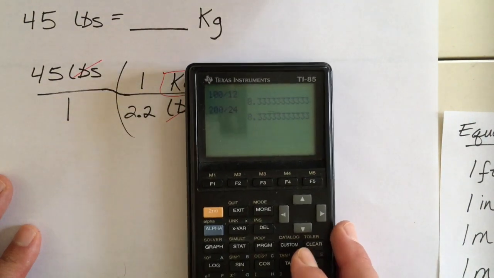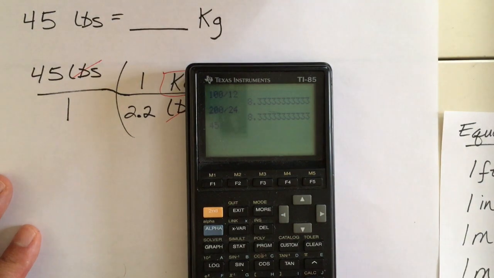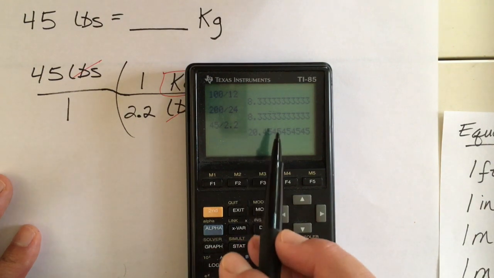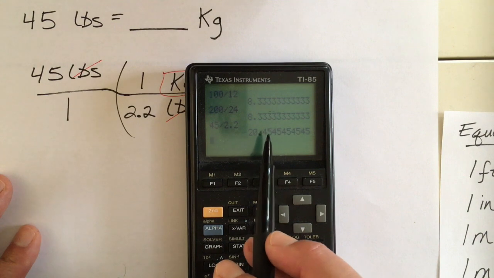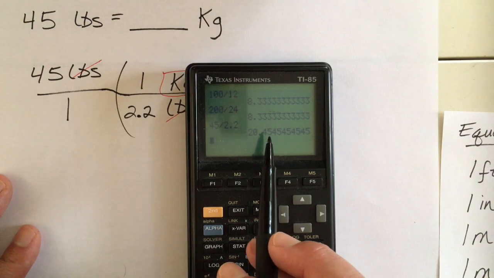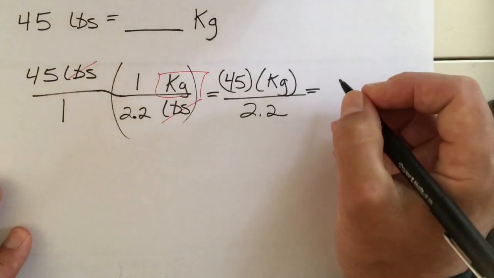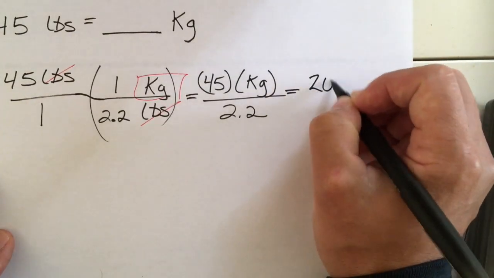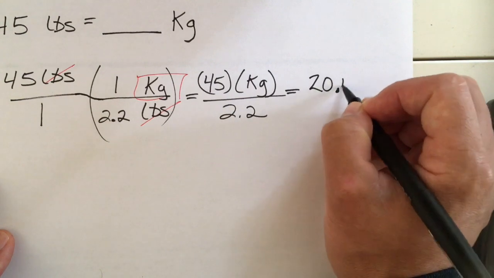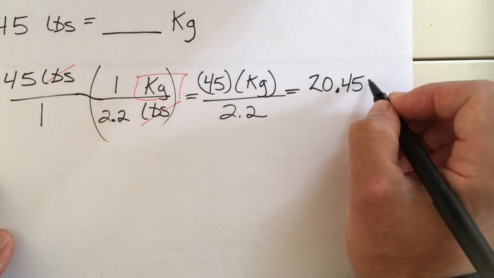All right, so 45 divided by 2.2. I don't know if you can see that. Looks like I'm getting some shadows there. 45 divided by 2.2, 20.45, and I'm just going to stop right there. The 4 does not cause the 5 to change, so I'm going to leave it there, 20.45. Remember, as long as I go 2 or 3 past the decimal, we should be all right.